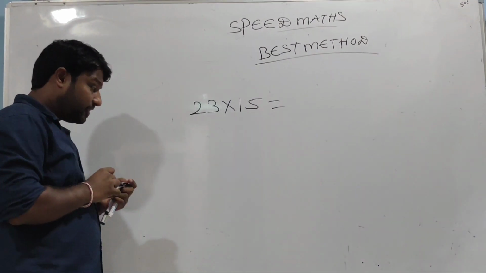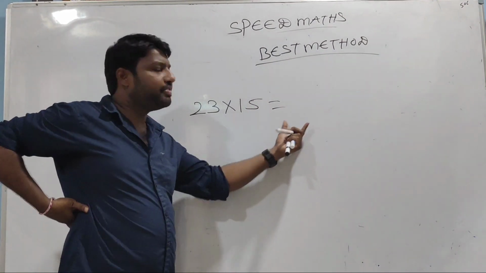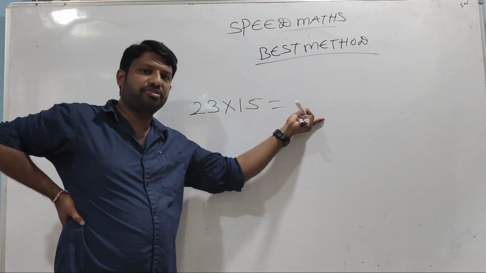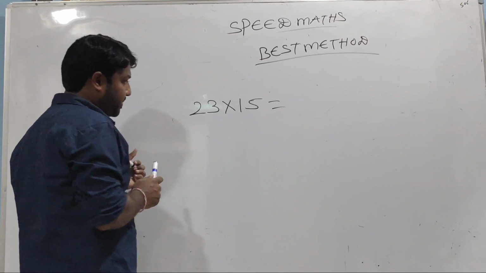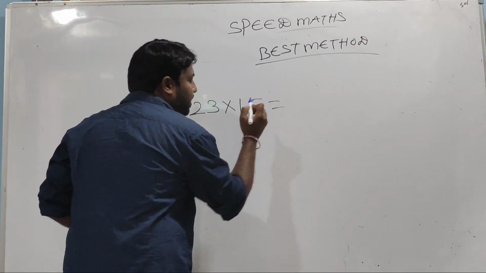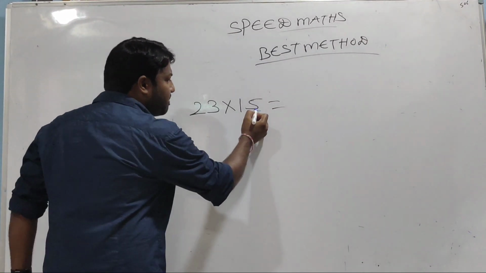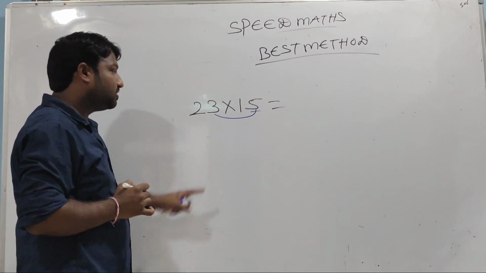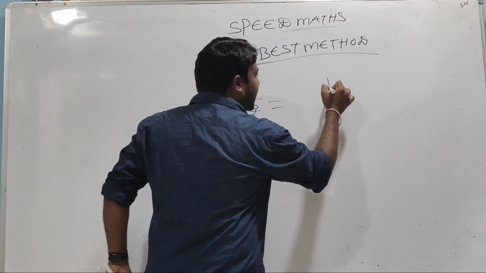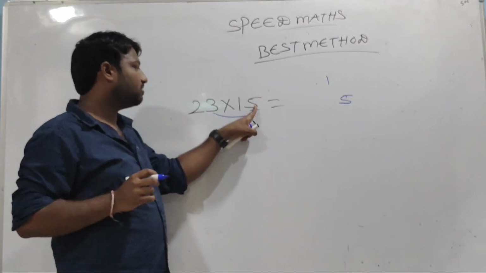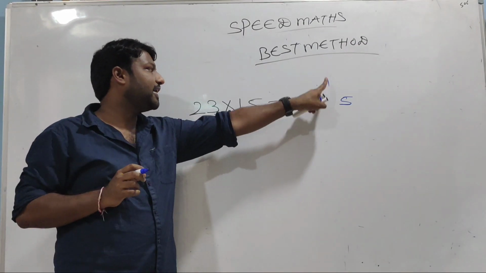This method is very useful because we get the last digits first. From the last digit onwards you get the answer. First I will start from here, where 5 is there. Next I multiply this number with this number: 5 into 3, 5 3s are 15. I write 5 here and carry 1. I took the last step, 5 into 3, 15 and carry 1.